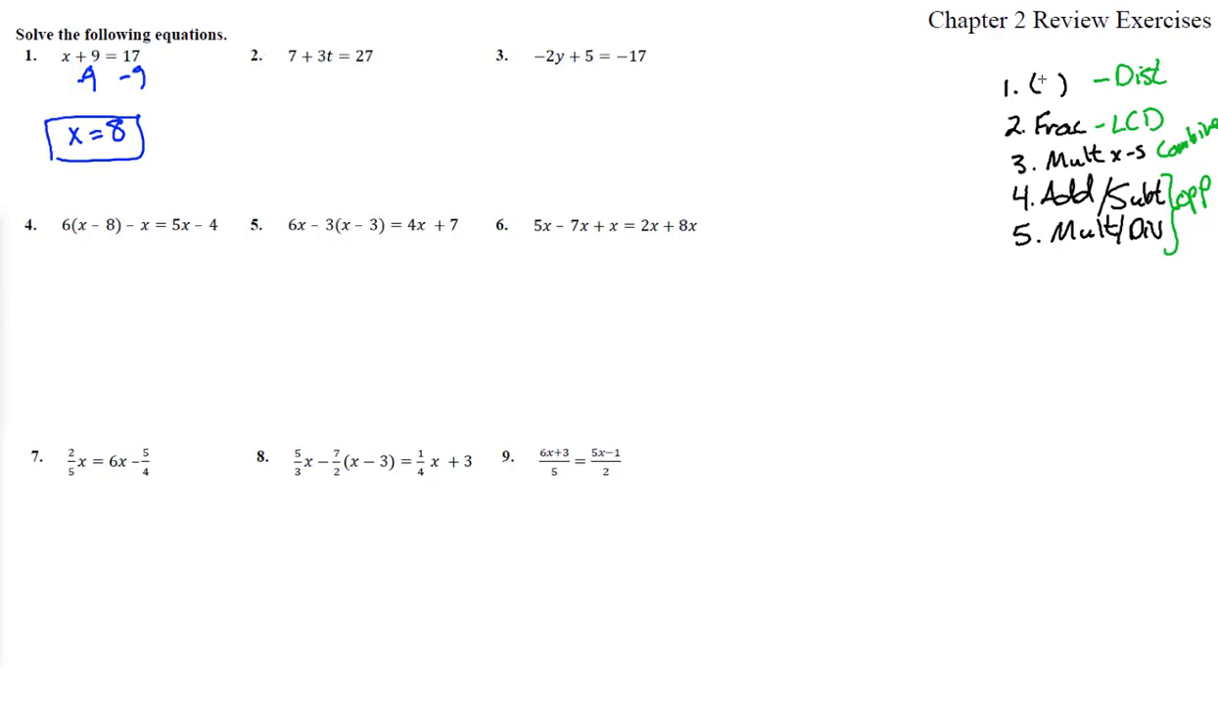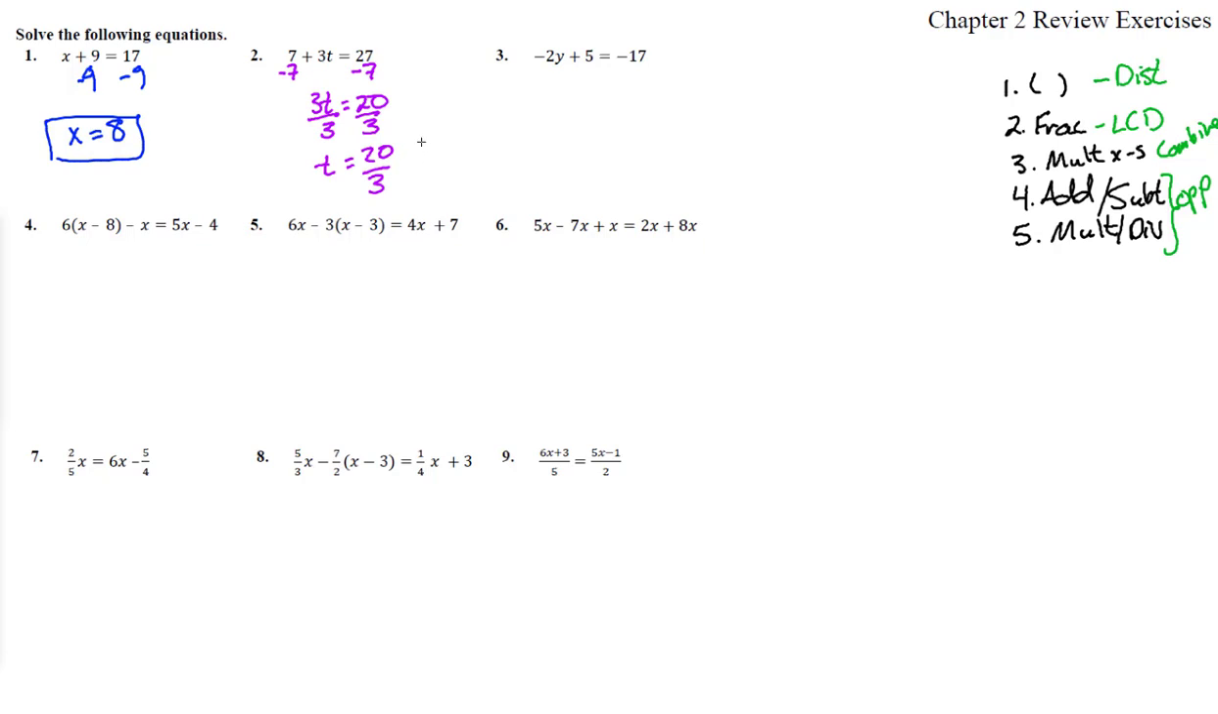Do we have any parentheses? Fractions, multiple t's in this case? Nope. Do we have addition and subtraction? Yes. So subtract 7, and we're now with 3t equals 20. And then last step, add, multiply or divide. Do the opposite, divide by 3, and we get t equals 20 thirds.